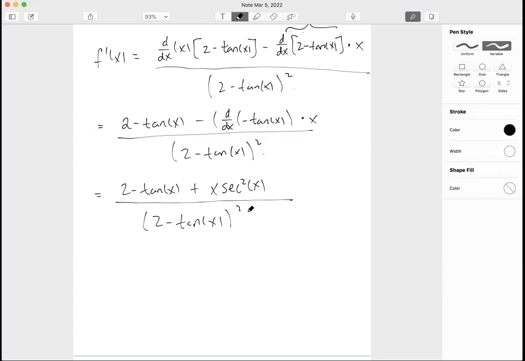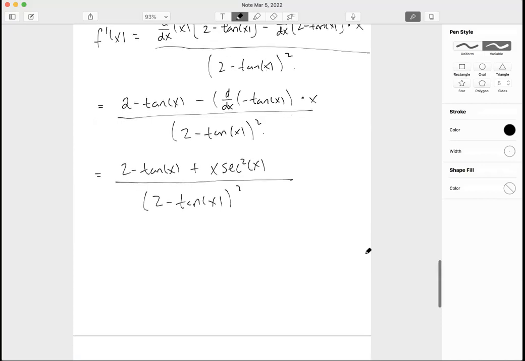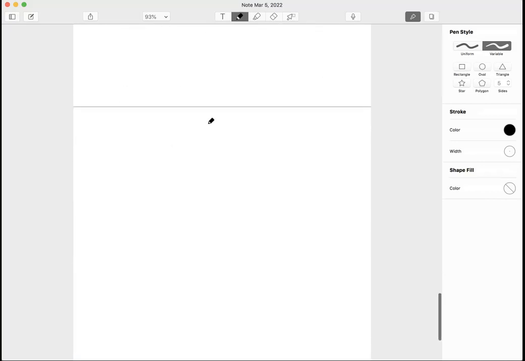Okay, it doesn't look like there's anything else you can do more from here, so maybe just leave it like that. All right, let's do another one. Say our function is secant divided by 1 plus secant.